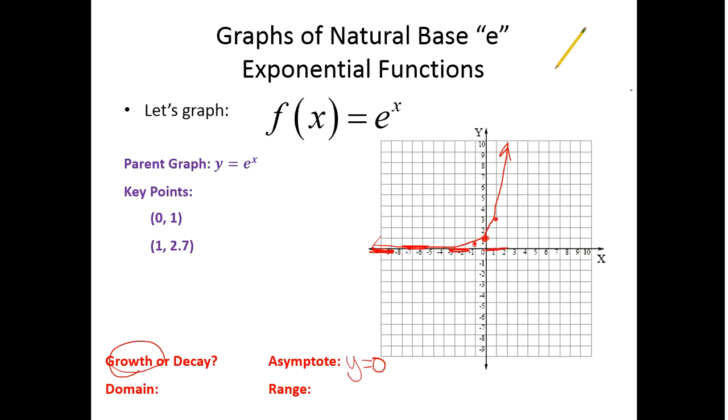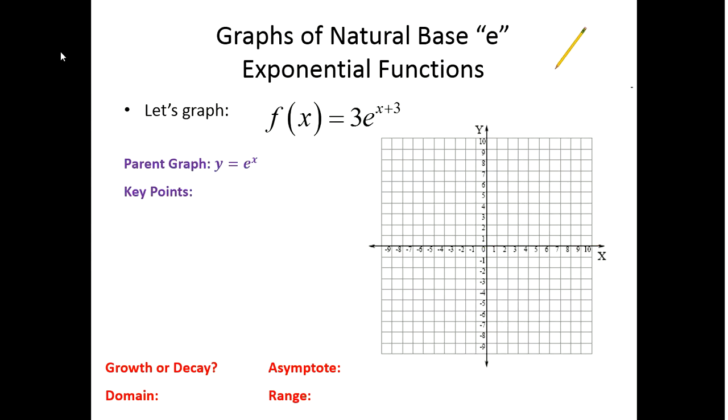It's never going to touch it. It's not going to cross it. It's just going to slowly get closer and closer. Okay? My domain, I am going to cover all the real numbers, so negative infinity to positive infinity. And my range, notice, guys, I'm not covering 0, but I am going up to infinity. So thus I will have parentheses on both sides.